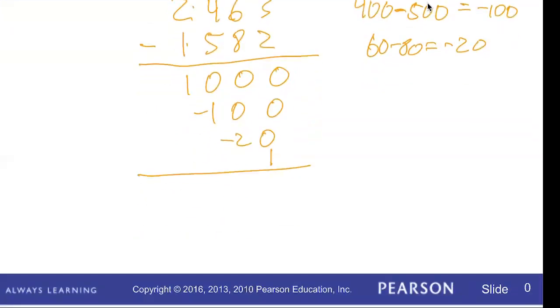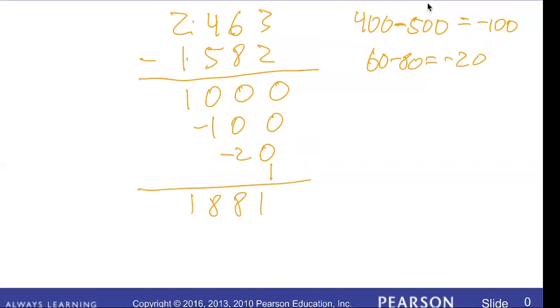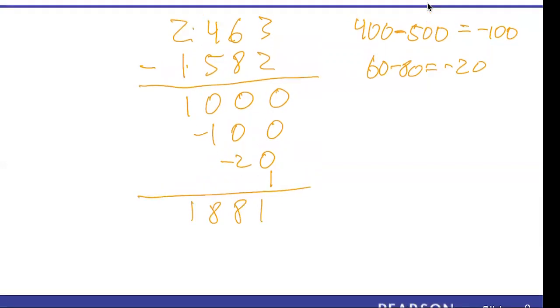1,000 minus 100 is 900. Subtract 20 is 880. And I add the 1, 881. 1,881. Stop that. I already took that 1 away. It's 881. Sorry about that.